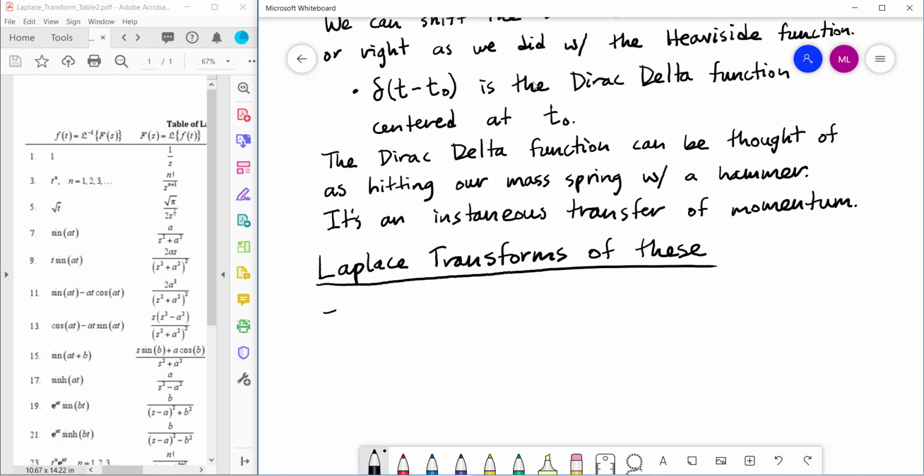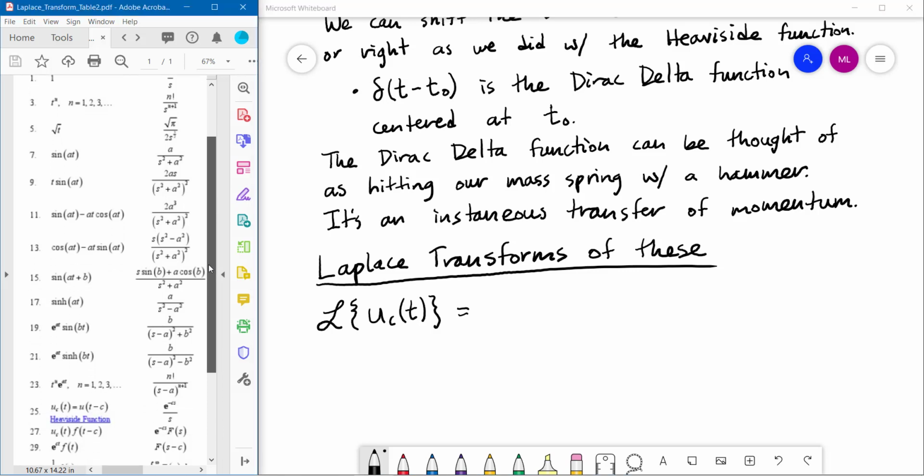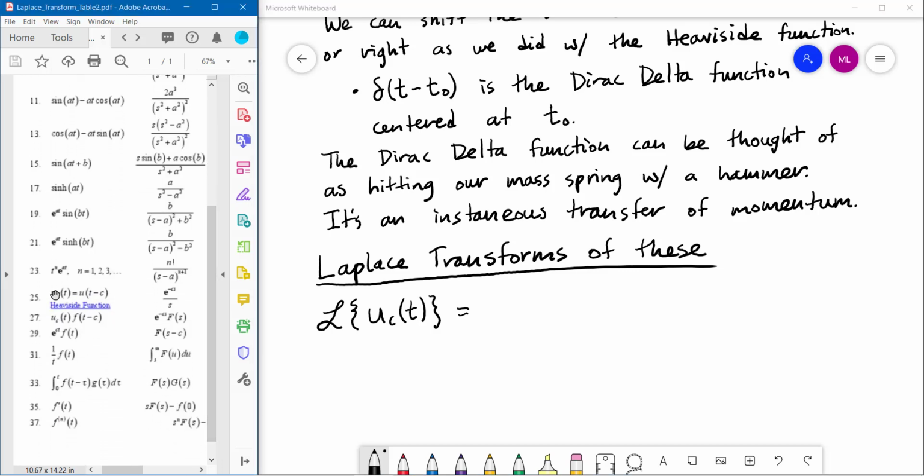So if we take the Laplace transform of our Heaviside function, u_c of t, again, we can just go over to our table and see what that looks like. It's down here towards the bottom. So here's the Heaviside function, u sub c of t, which again is lowercase u parentheses t minus c, either notation, or again, capital U is totally fine. What we get out of this is e to the negative cs over s. That's what that Laplace transform looks like.